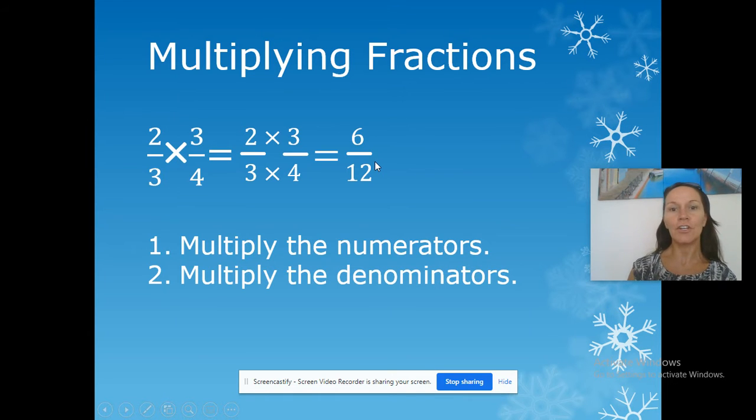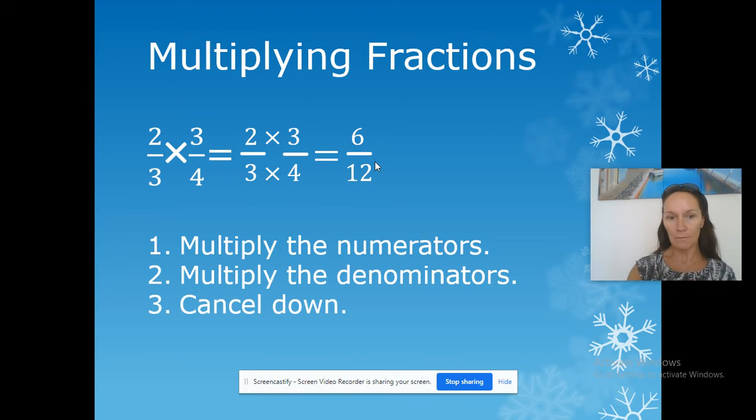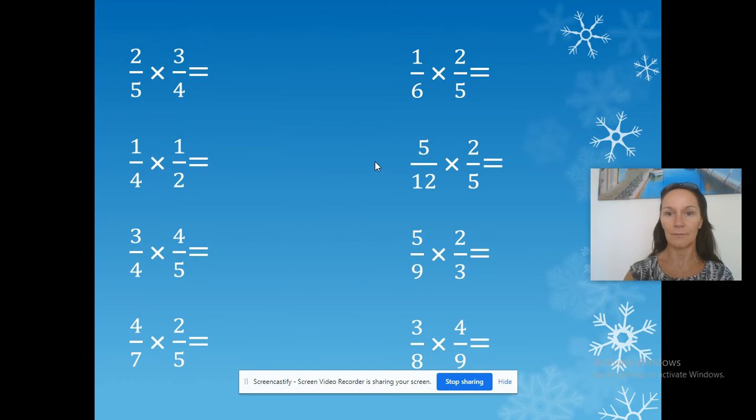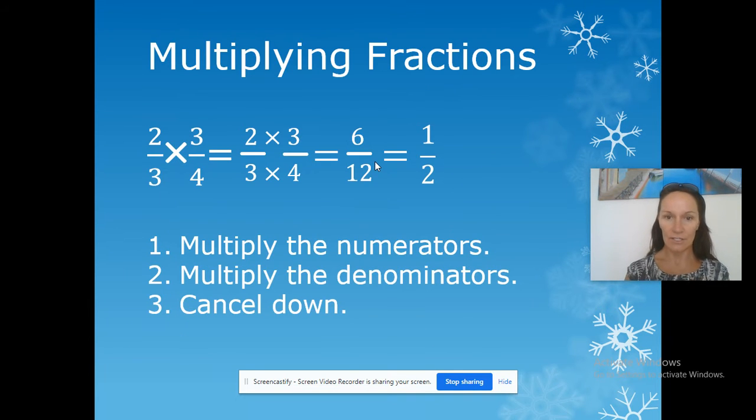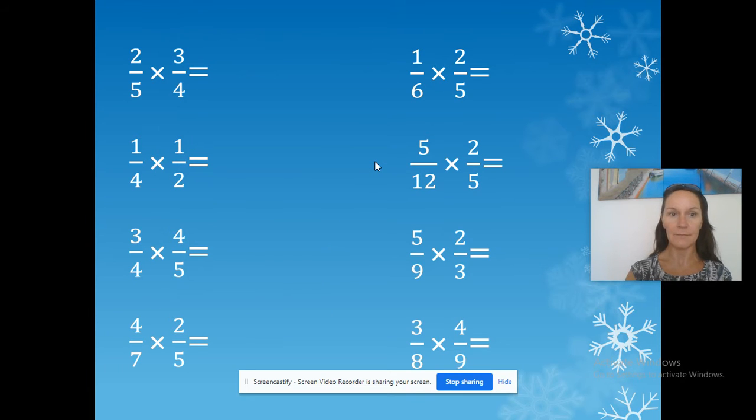Now remember, we don't usually stop there when we're looking at fractions. We always aim to put them into their simplest forms or cancelling down. Oh, let me just go back. So 6 12ths is the same as 1/2. So here we've got some more examples.